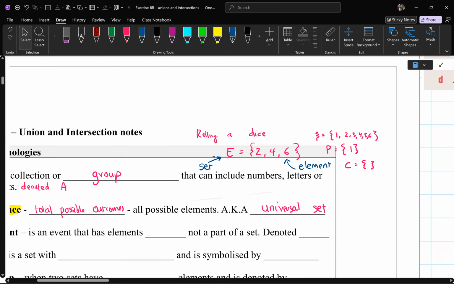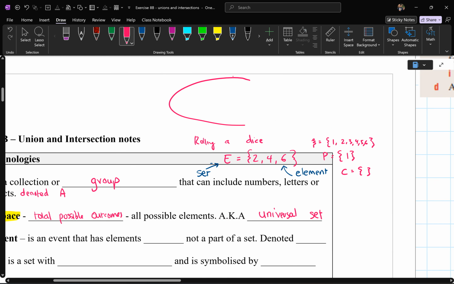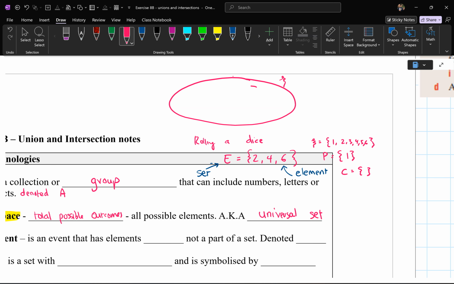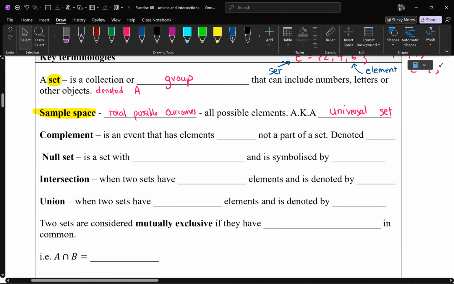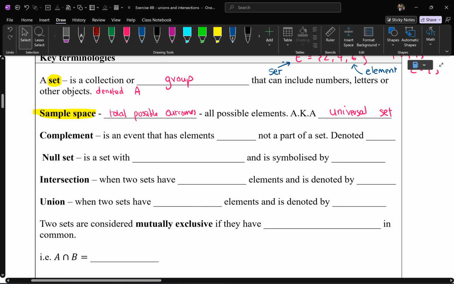Okay, so sets, think of it like a big picture. This is a universal set. And then all the sets within it are your capital letters, A, B, C, D. That's essentially what it is. And that's why this links very nicely into Venn diagrams, because instead of using a big oval, we usually use a rectangle for the universal set. So we've got sample space, which is also known as a universal set.